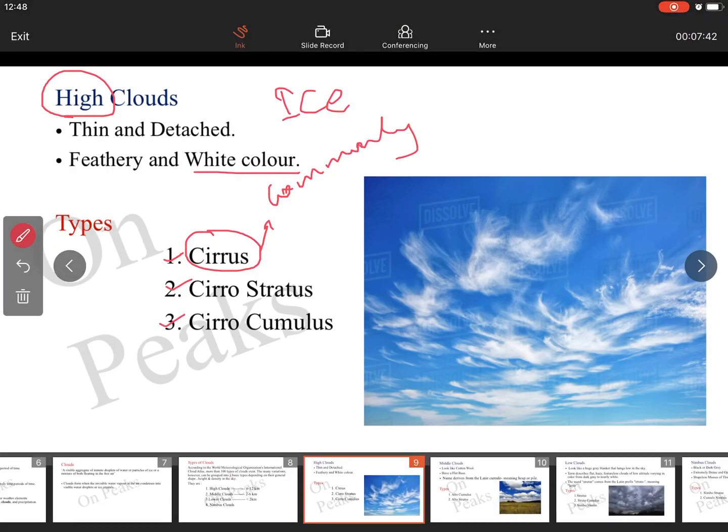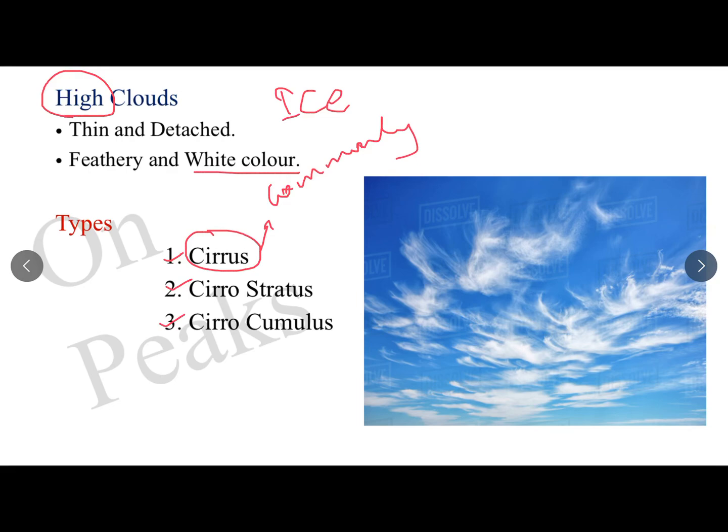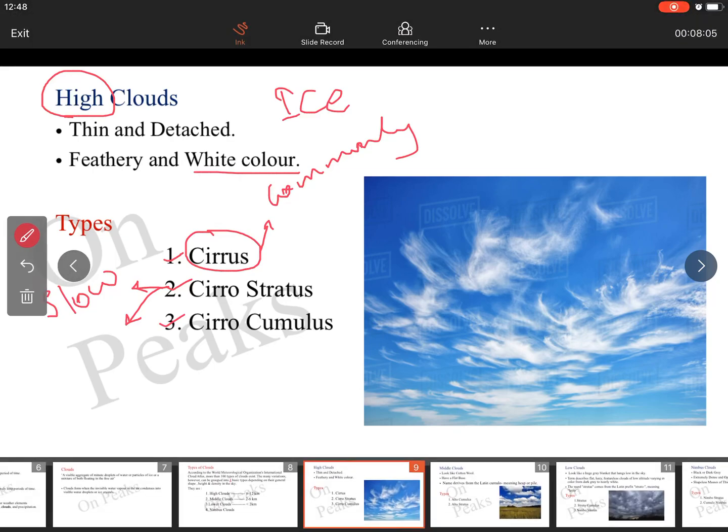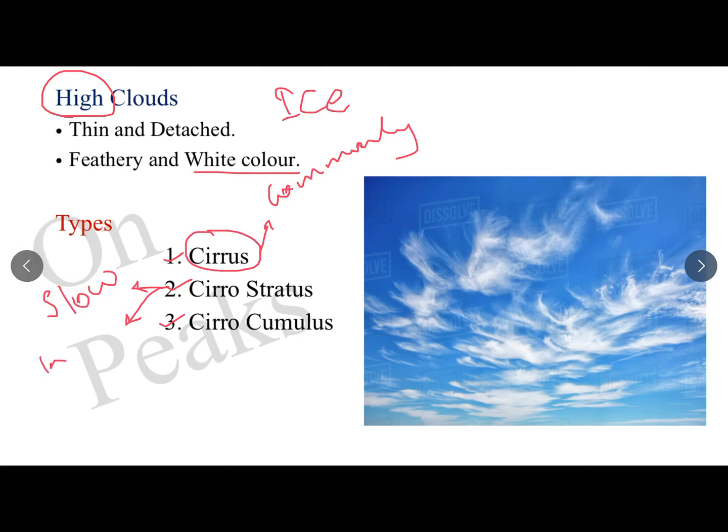Now, coming to the second one, this is the cirrostratus cloud. Cirrostratus clouds are formed due to slow rising air into the atmosphere. The main use of these cirrostratus clouds is that they are used to predict weather for the next 24 hours.